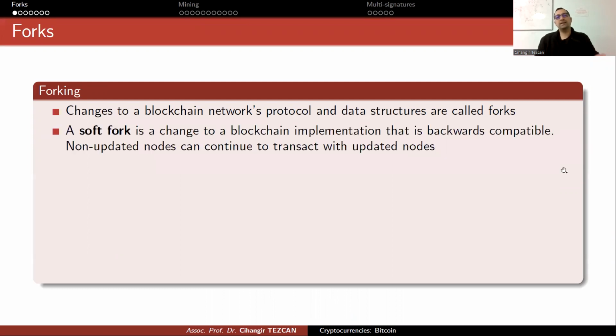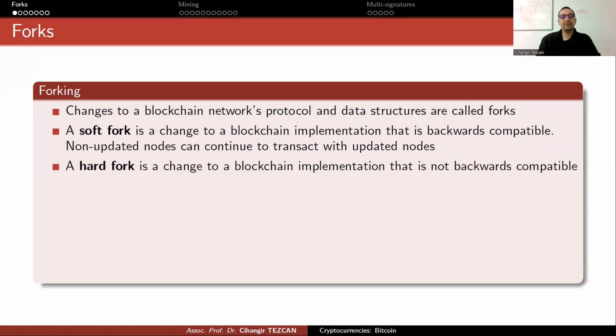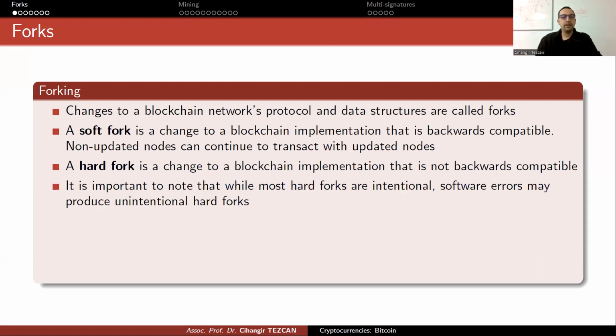A soft fork is a change to a blockchain implementation that is backwards compatible. So non-updated nodes can continue to transact with updated nodes. A hard fork is a change to a blockchain implementation that is not backwards compatible. So this causes a problem. And actually here you are dividing the blockchain into two different blockchains when you create a hard fork. It is important to note that while most hard forks are intentional, software errors may produce unintentional hard forks.